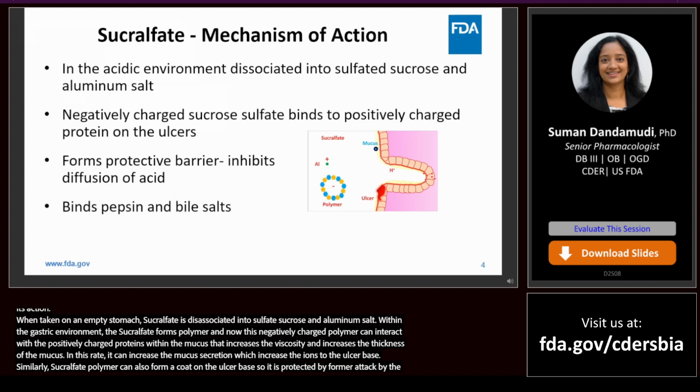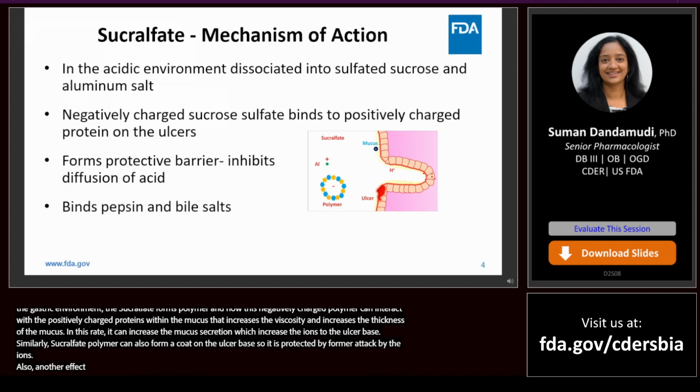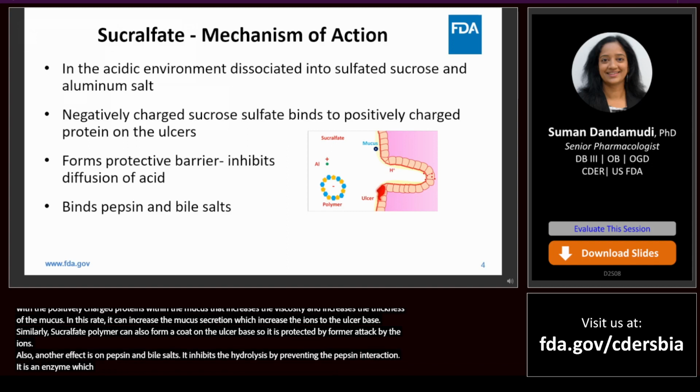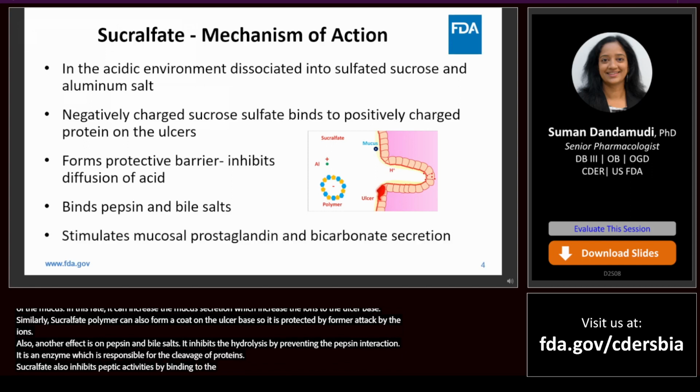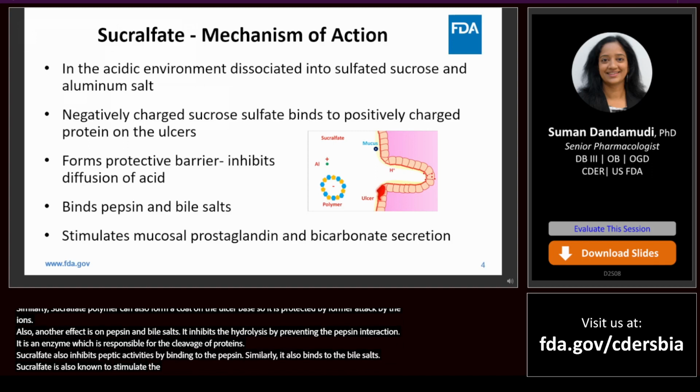Also, another effect is on pepsin and bile salts. Sucralfate forms stable complexes with proteins and inhibits their hydrolysis by preventing the pepsin-substrate interaction. Pepsin is a cleavage enzyme which is responsible for the cleavage of proteins. Sucralfate also inhibits peptic activities by binding directly to the pepsin. Similarly, it is postulated that sucralfate also binds to the bile salts. Sucralfate is also known to stimulate the mucosal prostaglandin synthesis and bicarbonate secretion. This increase in the bicarbonate secretion can further interact with the gastric acid to reduce the gastric acidity. So all these effects can reduce the ulcer progression and increase the ulcer healing.